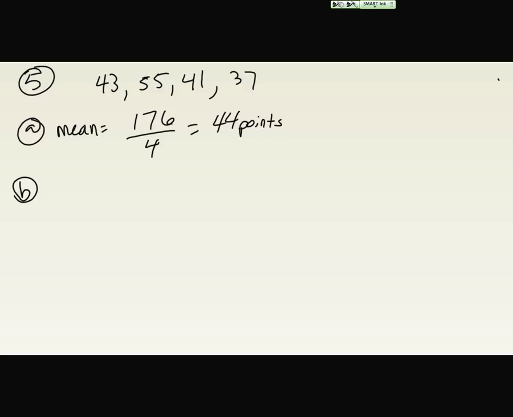Okay, so then part B says, what score will the team need to shoot in the next match so that they maintain the same mean score? So they have another game coming up. What score do they have to get in that game so that their average is still 44? So we're going to have another game.